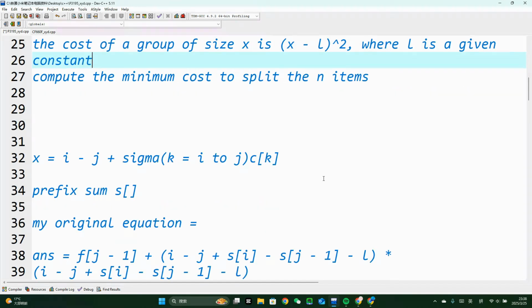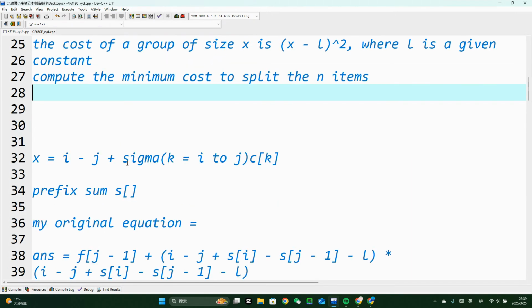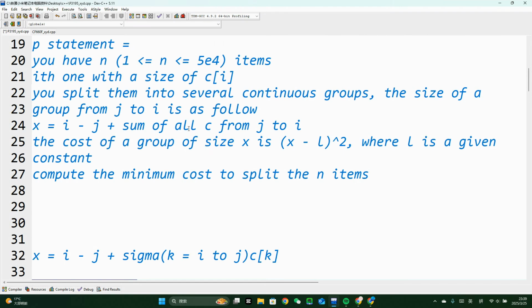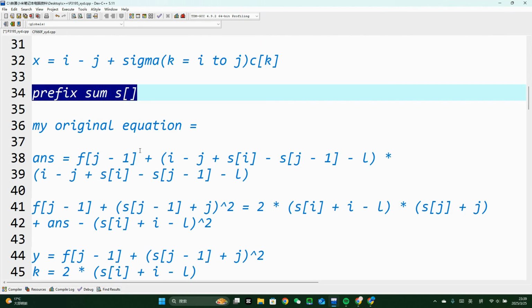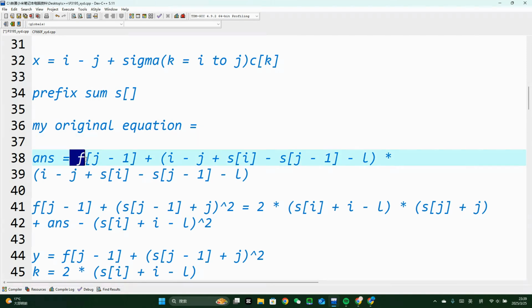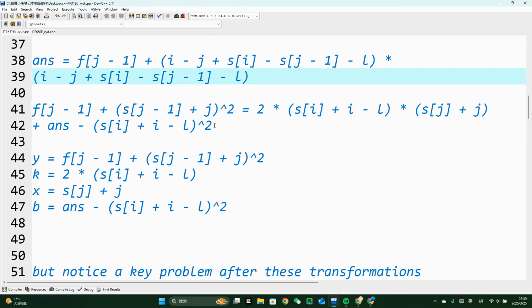Okay, so first of all, let's make this equation simpler. Rather than (x minus L) squared and x is defined as this, let's keep track of a prefix sum s, so then we can compute the sum of all c from j to i more easily. And then we can just rewrite the equation into, if we group the last items j to i, then obviously we have the cost to group the first j minus 1 of them, and then we have i minus j plus this thing, obviously squared. And then we do all that stuff.